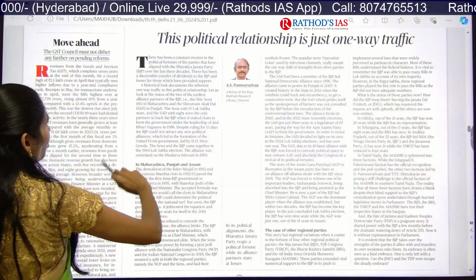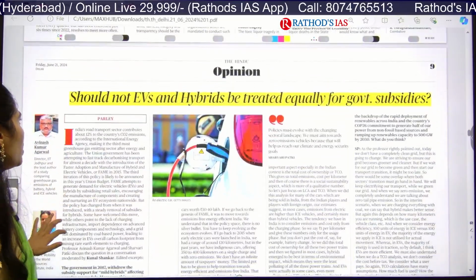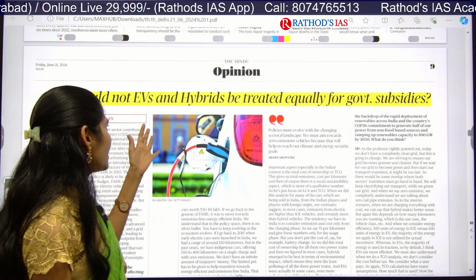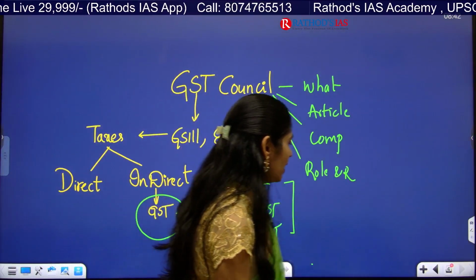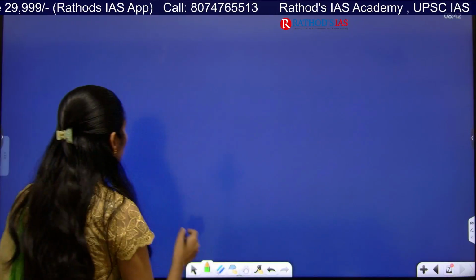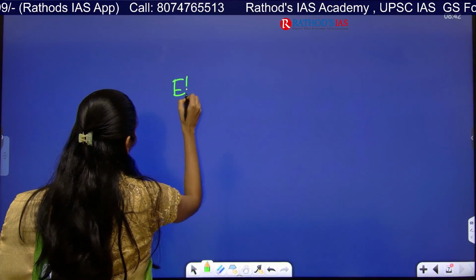Yes, now let us go back to our page. Here this article is talking about electric vehicles and hybrids. So here you can see the dimensions. Here it is talking about electric vehicles.